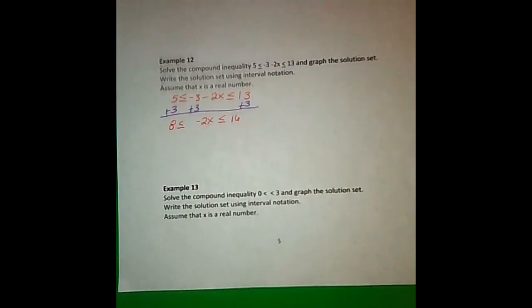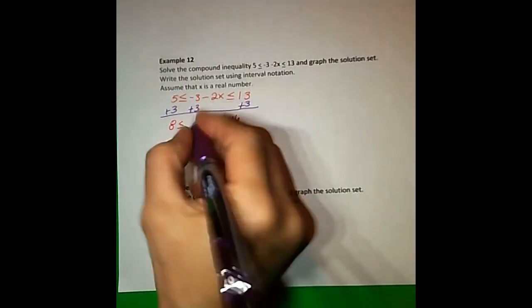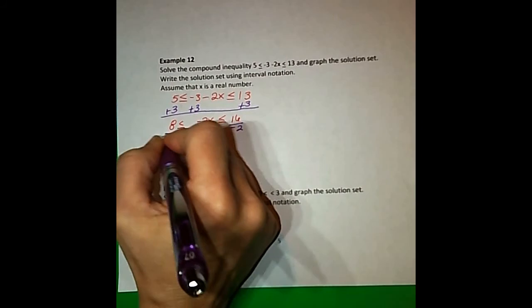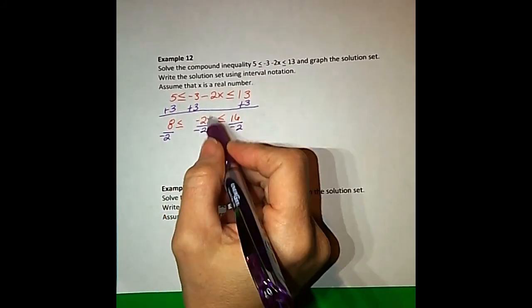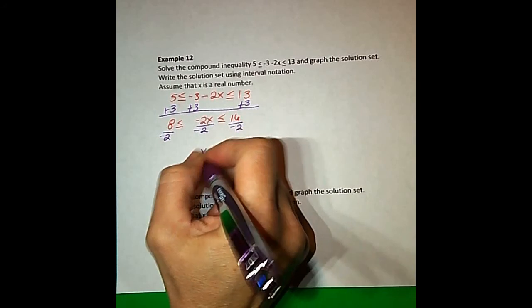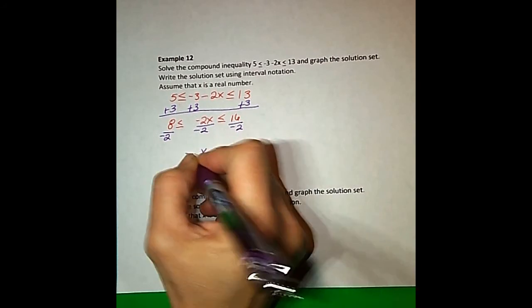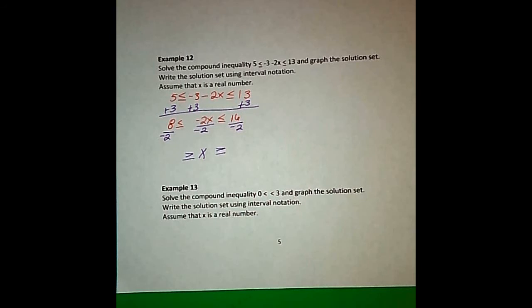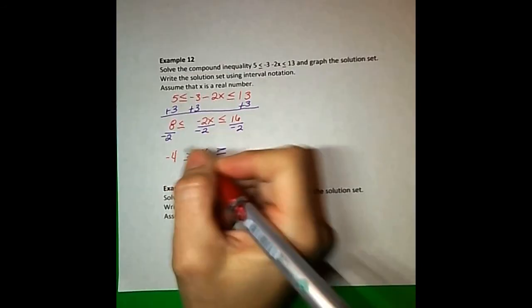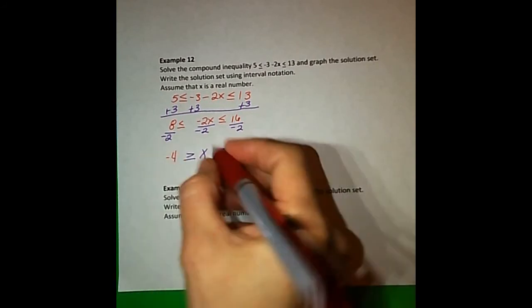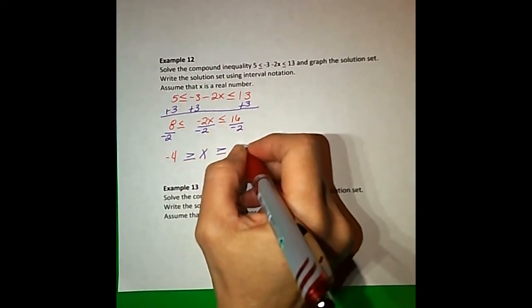So next we're going to solve for the x value, by getting a positive 1 coefficient on x. And in order to get a positive 1 coefficient on x, that means we need to undo the multiplication by dividing. But since we're dividing by a negative 2, a negative value, to get a positive 1 coefficient on x, that means we have to flip the inequality signs. So now I have negative 2 goes into positive 8, negative 4 times. Negative 2 goes into positive 16, negative 8 times.